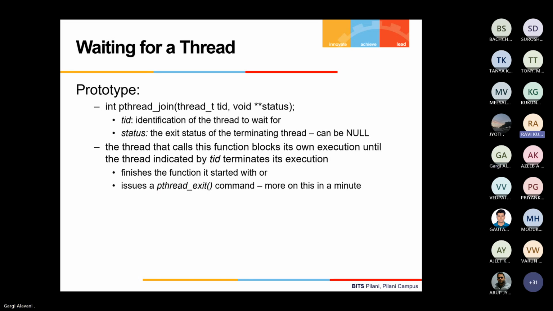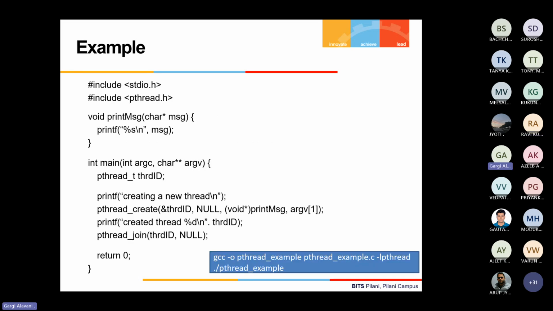So you can see this example. This is a very basic example where this thread is supposed to print a message. We create the pthread. The thread ID is given, no attributes. The function is print message, and whatever message you want to share, you send it through this argument, that you get through the main function.